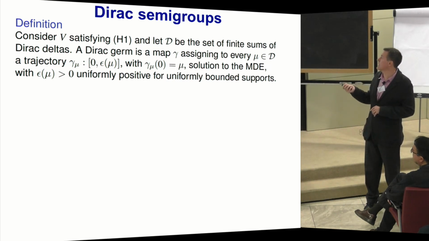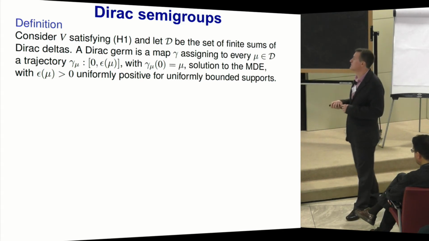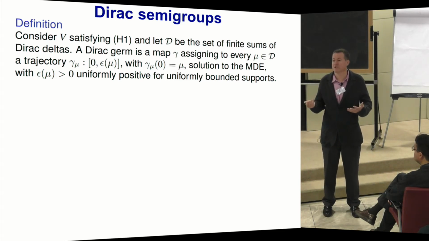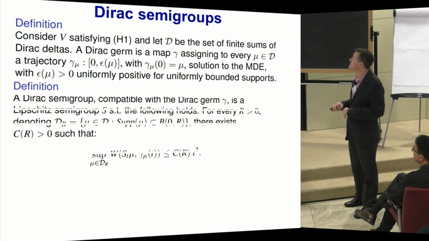So D is the set of finite sums of Dirac deltas, and the Dirac germ is a map assigning, you see, a small curve, a curve defined for small times, that is a solution to our MDE, and the time of existence is uniformly positive for uniformly bounded support. So in particular, one could imagine that you can select solutions by looking at lattice approximate solutions, or by giving other conditions for selecting solutions to Dirac masses.